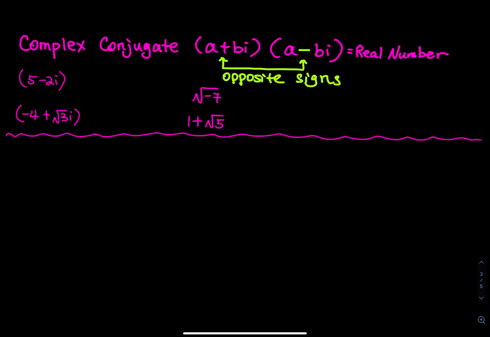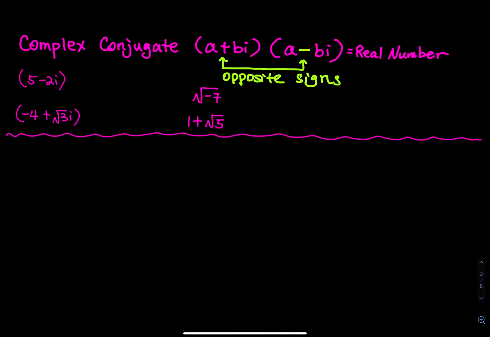Complex conjugate: a plus bi and a minus bi. So what is a conjugate? Conjugate means opposite sign. We have a plus, we have a minus, so they are the complex conjugate of each other. Why do we study complex conjugates? Because when you multiply two conjugates, the answer is equal to a real number.